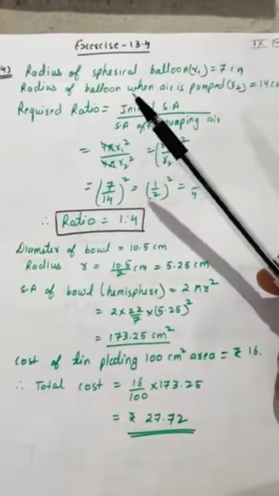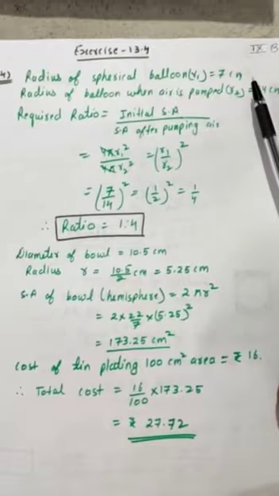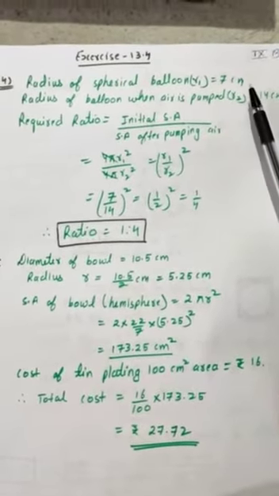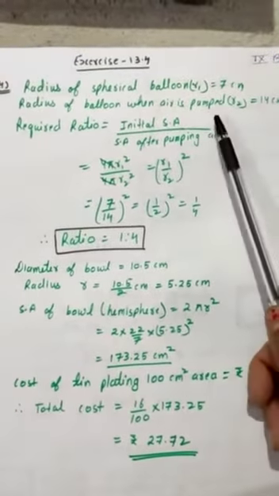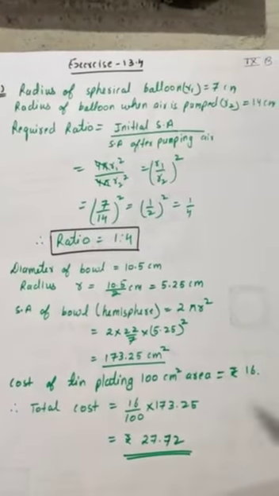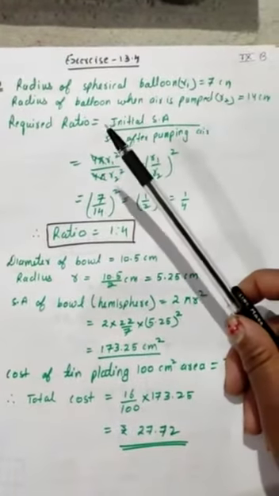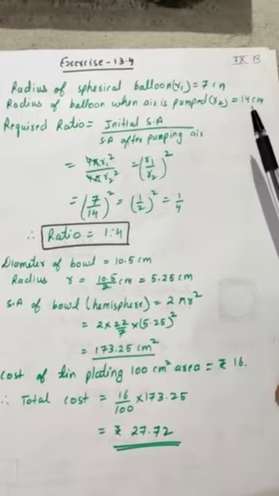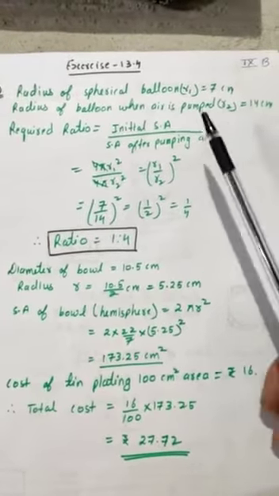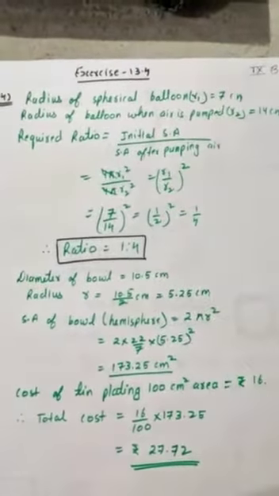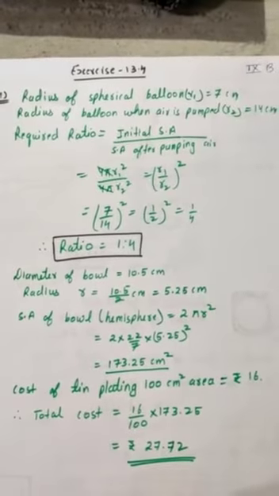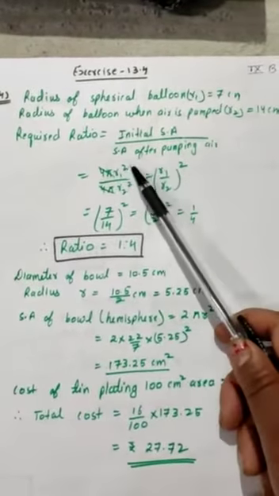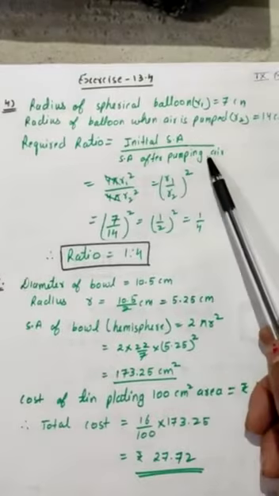It is given that the radius of a spherical balloon is 7 centimeter. Now when some more air is pumped inside the balloon, its radius becomes 14 centimeter. You have to find the ratio between their surface areas: initial surface area upon surface area after pumping air.